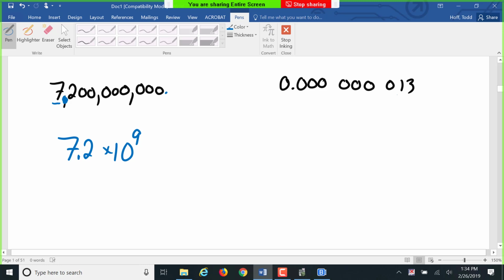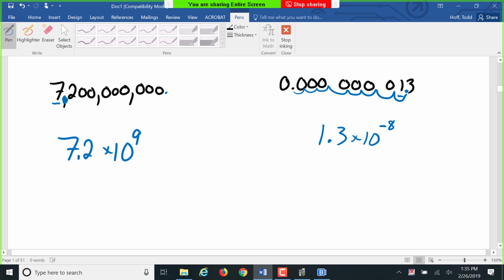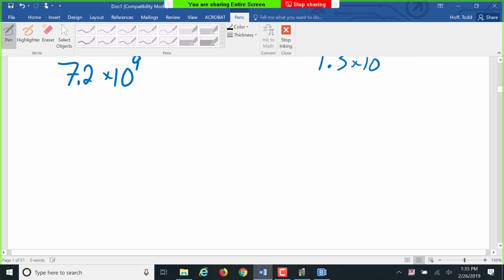Over here, our first non-zero digit is the 1, so that becomes 1.3 times 10 to the, careful, negative 8. Good. It's a very small number, so it's a negative powered place value. 1, 2, 3, 4, 5, 6, 7, 8 to get there. Going the other direction is just as simple.